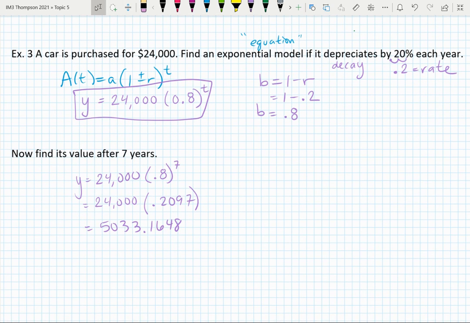And then another little food for thought. How do I know where to round? So when we're talking about money, we're almost certainly round to the nearest cent. This is $5,033.16.